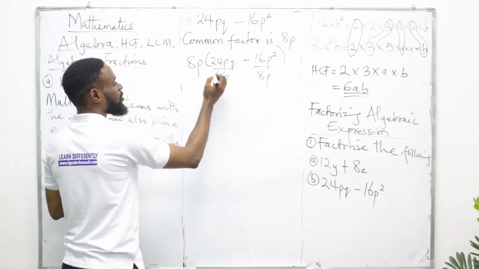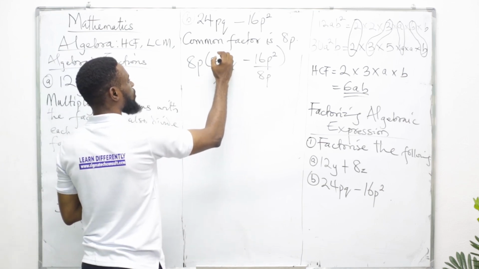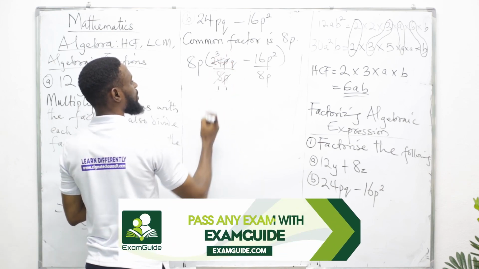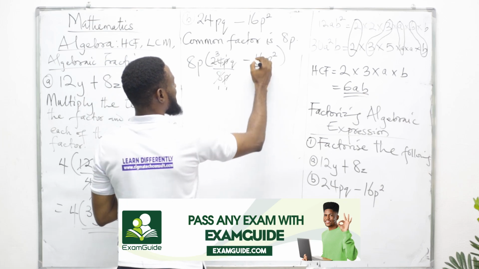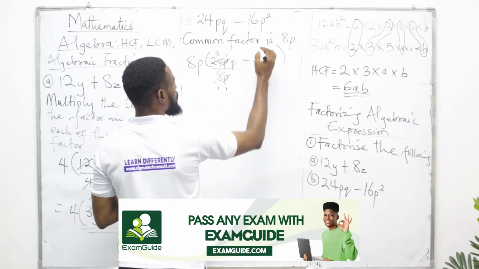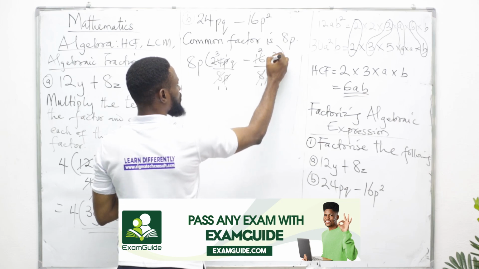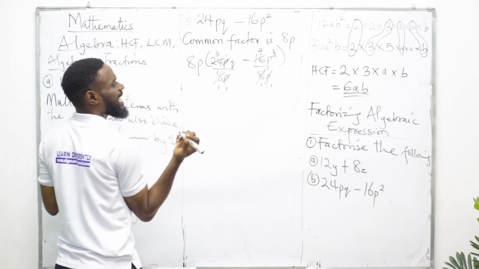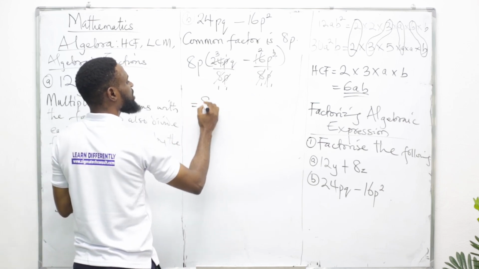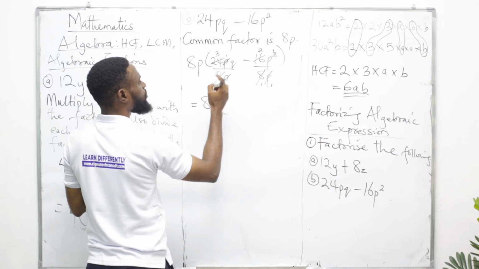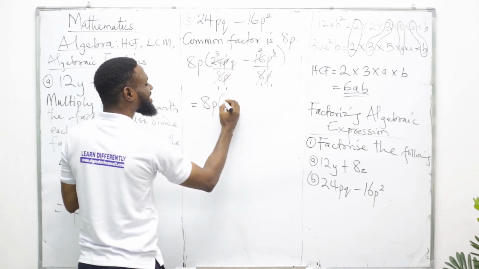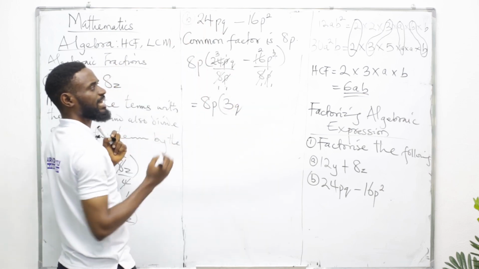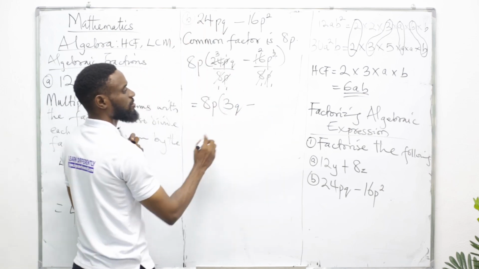All right. 8 into itself is 1. 8 into 24 is 3. P into itself is 1. P into P is 1. So 8 here is 1. 8 into 16 is 2. P into itself is 1. P into P square, we will remove one of the P to remain 1P. So at the end of the day, we are having 8P, open bracket. What we have here now is 3 and this Q that we did not touch. So 3Q, you get that? Minus.